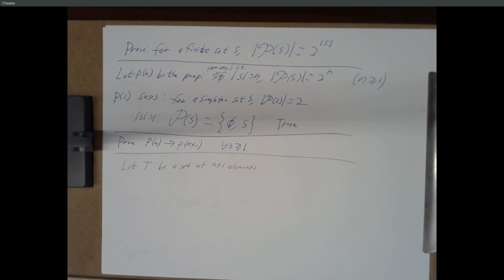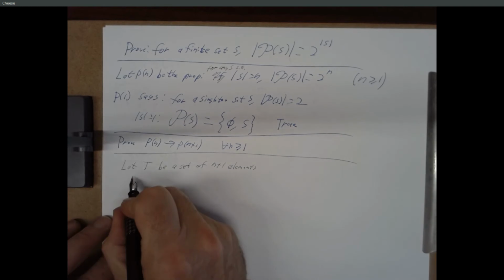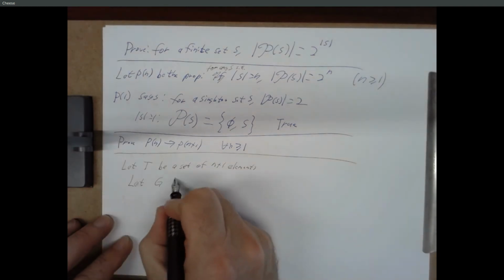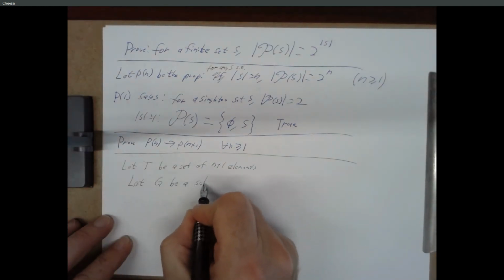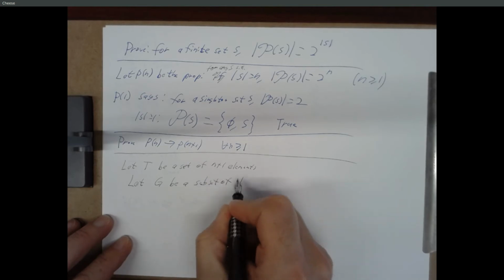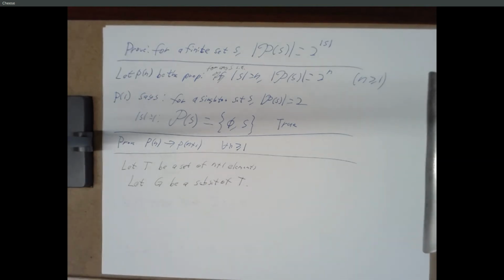So we'll start the proof by letting T be any set of n plus 1 elements. And let's let G be a subset of T.